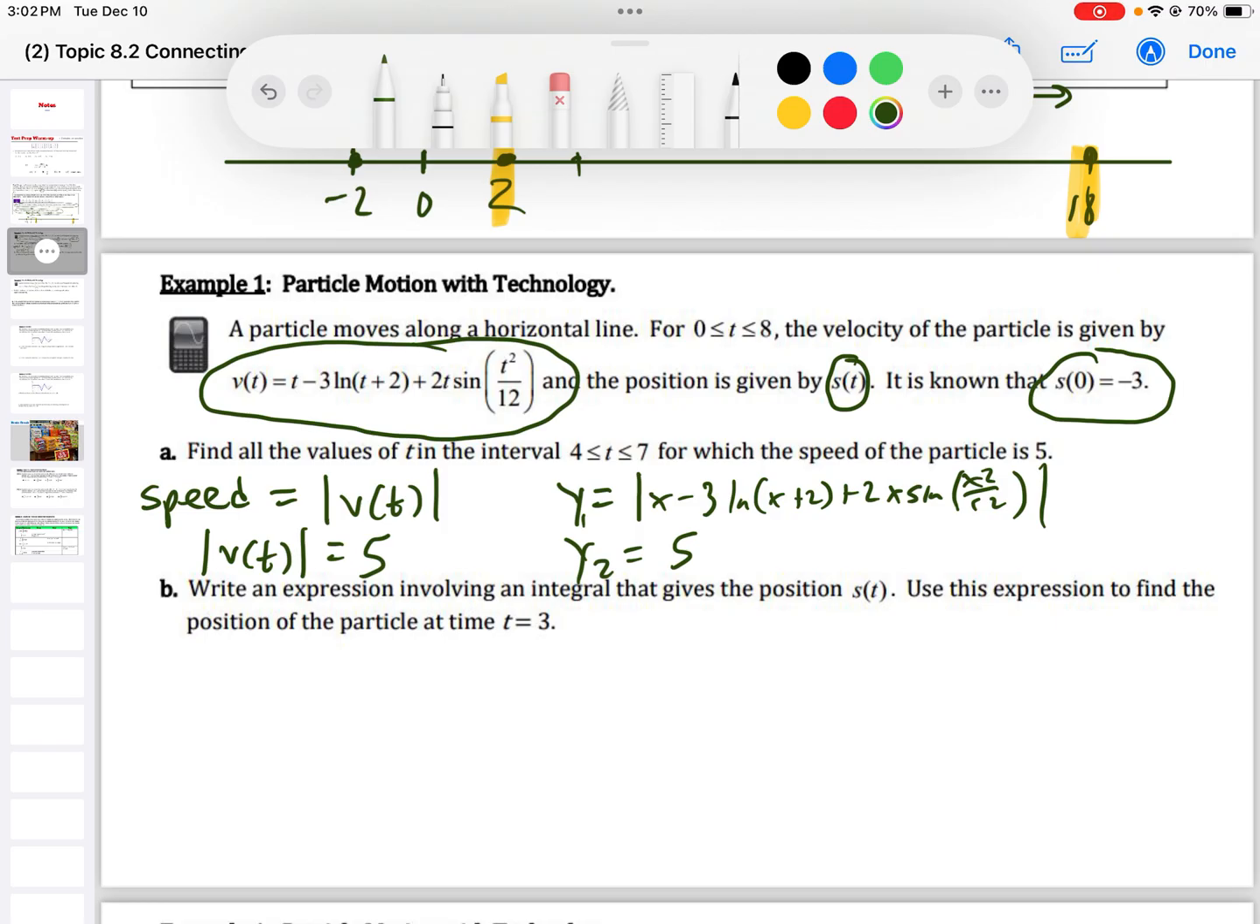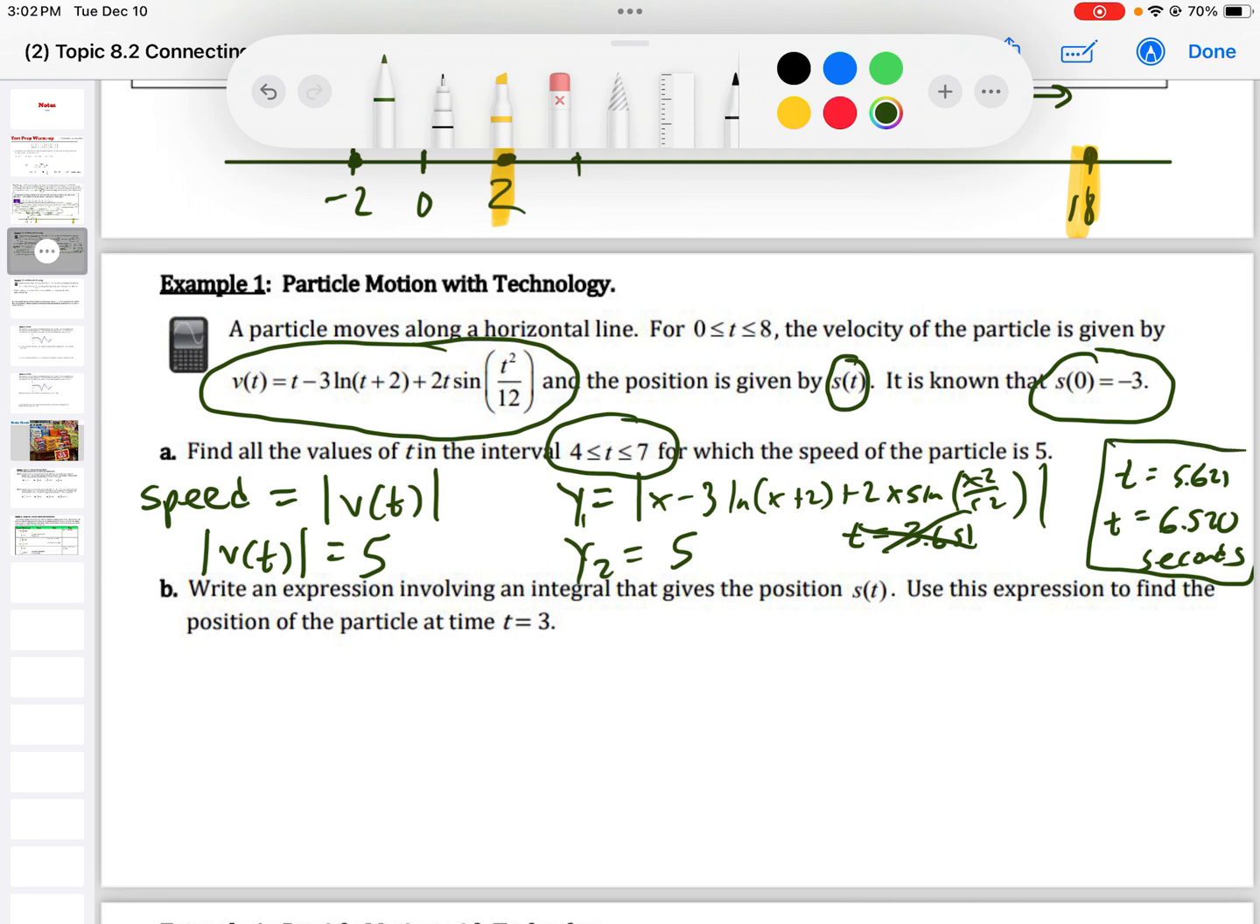To find out where they intersect, let me look at the calculator. I press second, trace, and then intersect, and I'm going to find that they intersect at 3 spots. One of the intersection points is at t equals 3.651, but I don't want to include that because it's not within our range. So the two answers are going to be t equals 5.621 and t equals 6.520, and those are seconds.